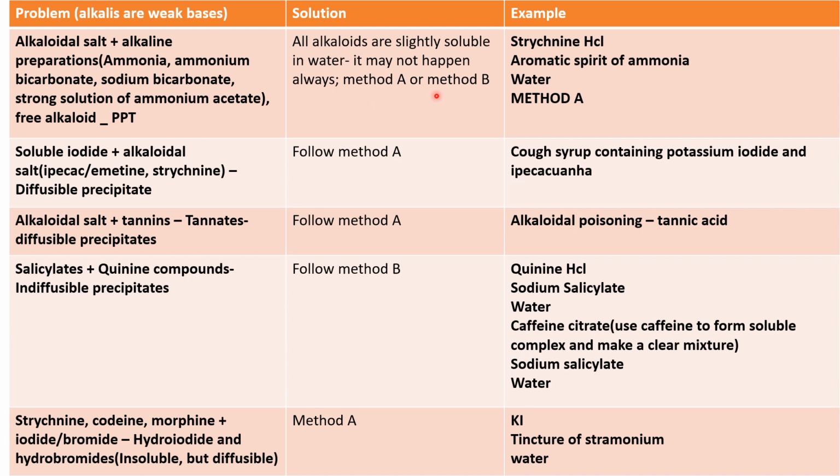We can select method A or method B. Generally we select method A. What is the example here? Strychnine hydrochloride in the presence of aromatic spirit of ammonia and water. So select method A. Done.